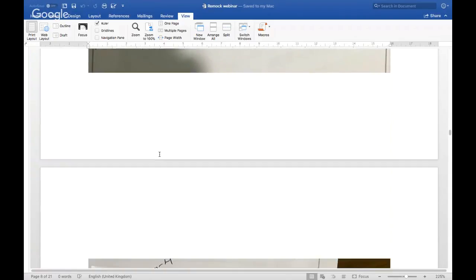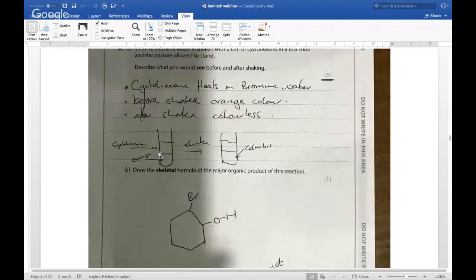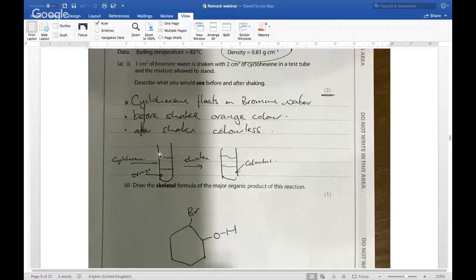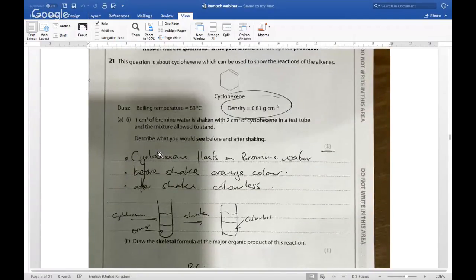Tricky, though. Right, on to section B. By the way, I did this at 6:30 this evening, so excuse my handwriting, it's a little bit messy.